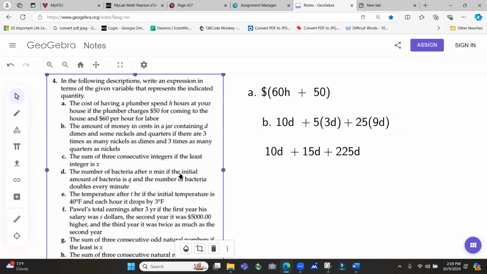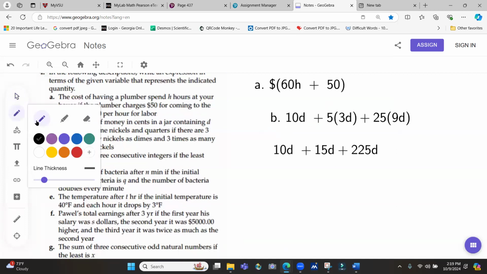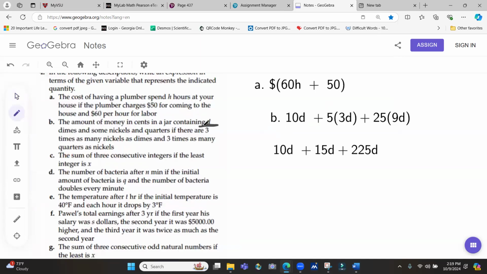Okay, let's try it again. Do you see that there are D dimes? 1 dime is worth 10 cents. D dimes will be worth 10D cents. That's something we can accept, guys? Yes. Good. Now, the second part is hard.